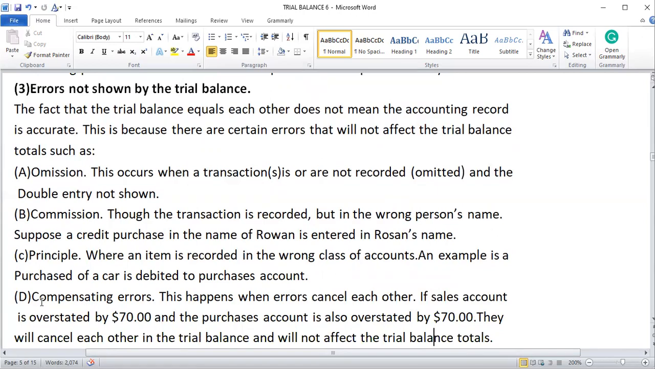Okay. D, compensating errors. This happens when errors cancel each other. If the sales account is overstated by $70 and the purchases account is also overstated by $70, they will cancel each other in the trial balance and will not affect the trial balance total.